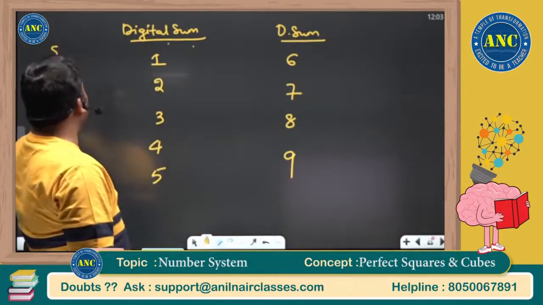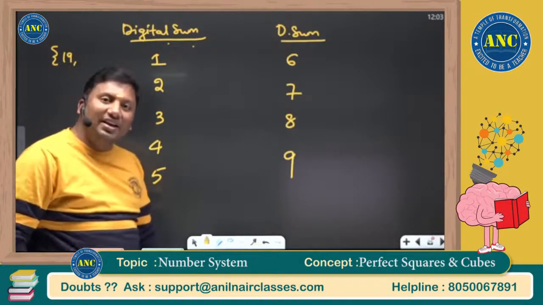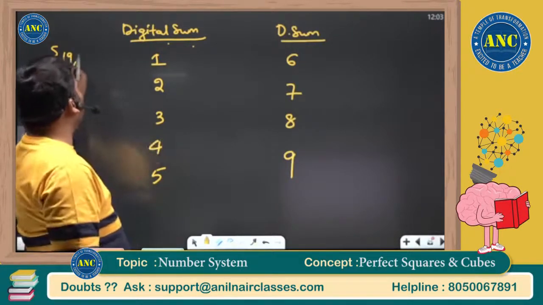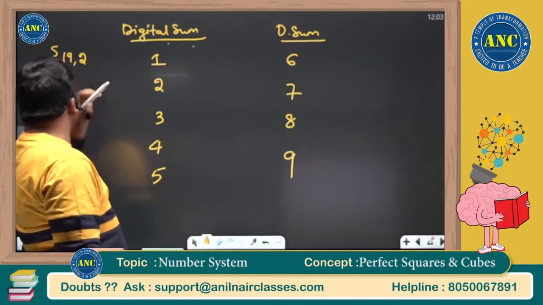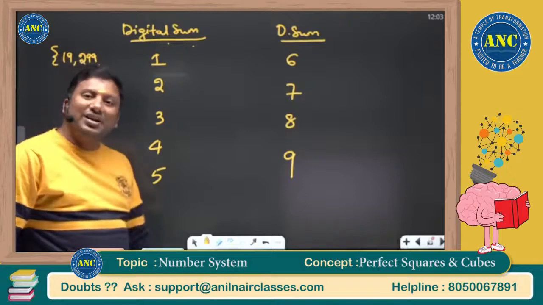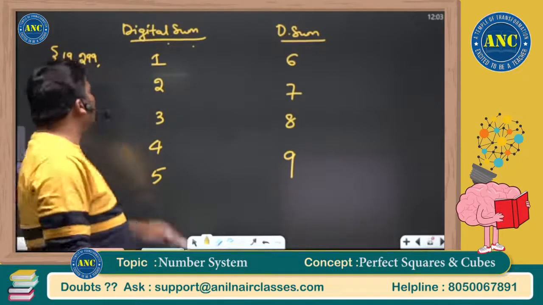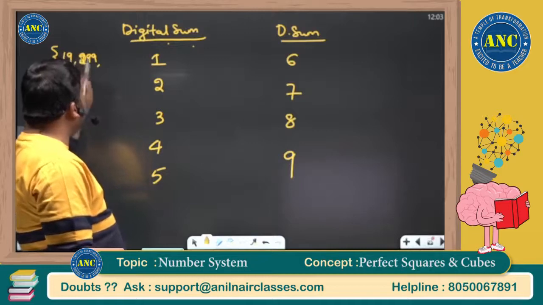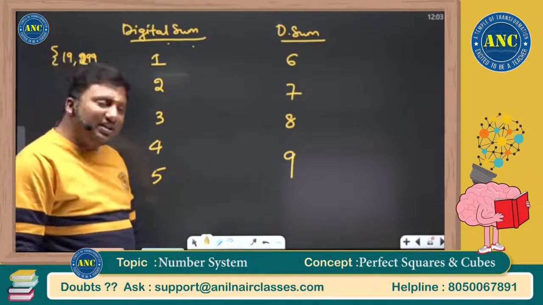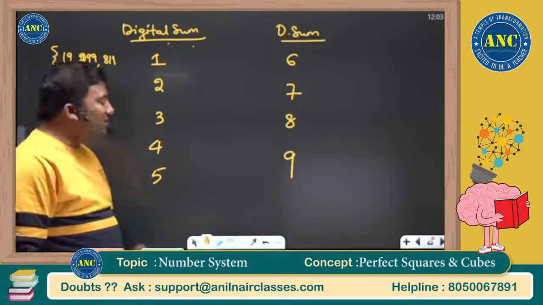Suppose I say 19. What is the digital sum? 1 plus 9, 10. 1 plus 0, 1. Suppose I take 299. What is the digital sum? 2 plus 9, 11, 11 plus 9, 20, and 2 plus 0 is 2. Now 199: the digital sum is 1. Suppose, for example, 811, the digital sum is 1.